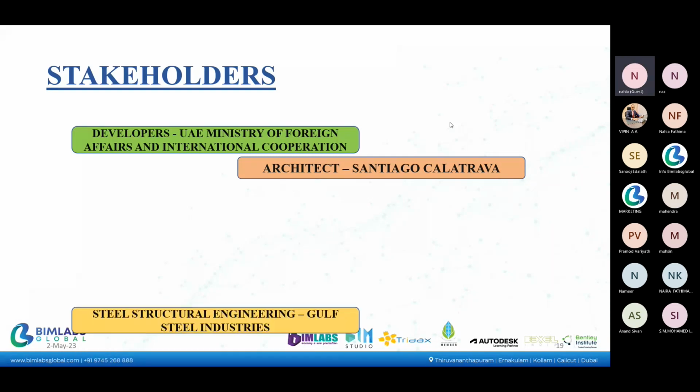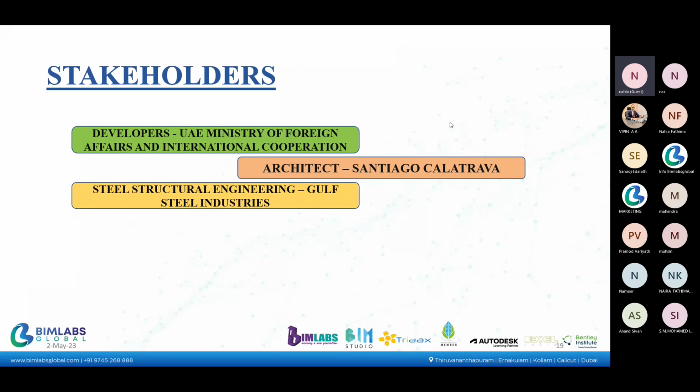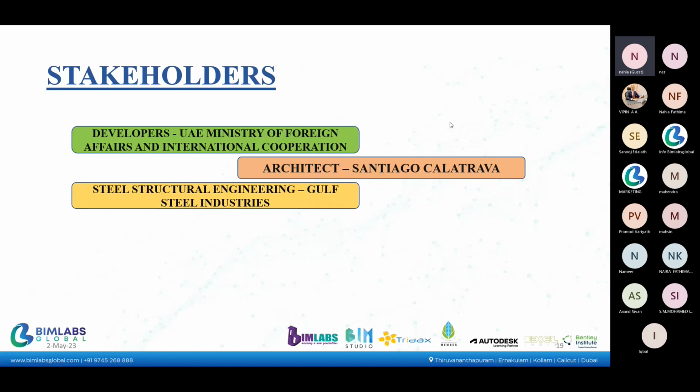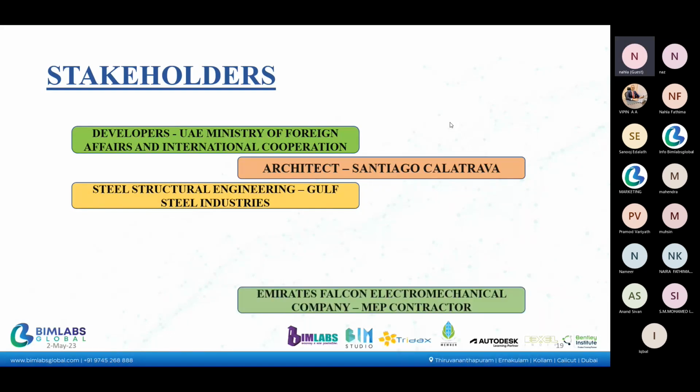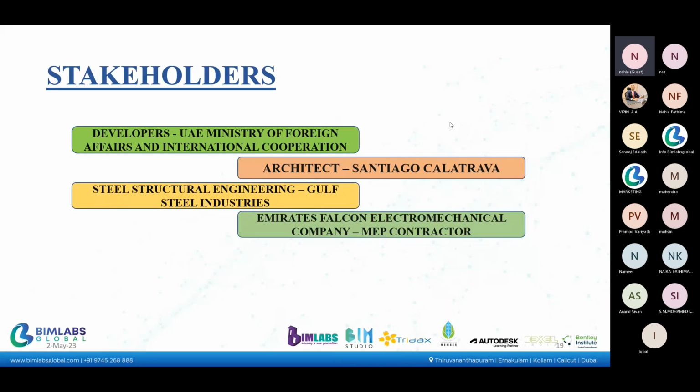Then come the steel structural engineers. The wings and everything that you saw is made of steel. The entire structure is made of steel. So it is a complex steel structure. That structural steel design was done by the Gulf Steel Industries. Then come the MEP contractors. The MEP contractors were Emirates Falcon Electromechanical Company.